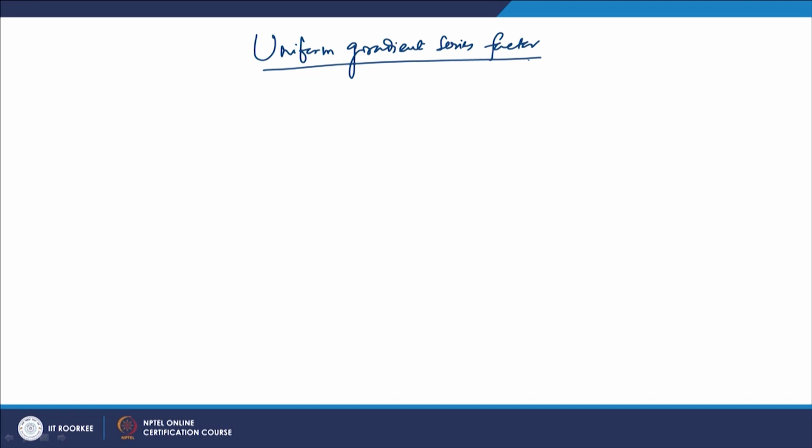Now, we will discuss the uniform gradient series factor. The title shows that we are going to discuss equal payment series as well as the gradient series factor. Now, the gradient series factors, as we discussed in our previous classes, are of two types. One is uniform gradient series factor and another is the geometric gradient series factor. The uniform gradient series factor we will derive in this lecture.